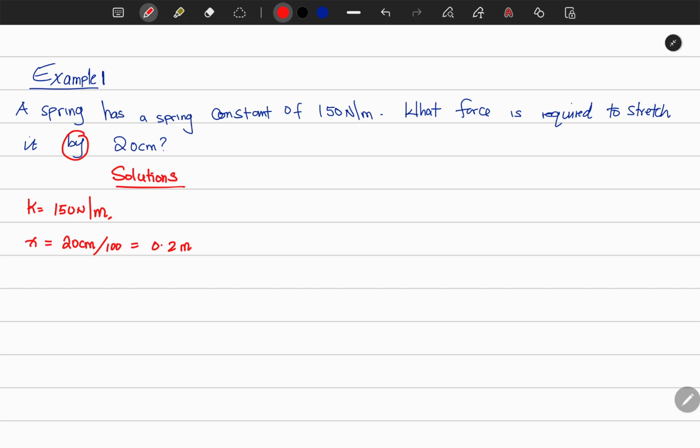All together, right? So what are we looking for? We're looking for the force F. So we know that F is equal to Kx. So this gives us F is 150 times 0.2. So what do we get? The F is, I'm getting 30 newtons. Let's go to example number 2.